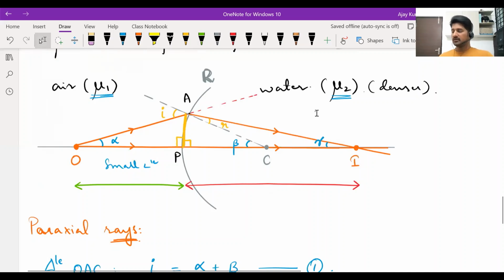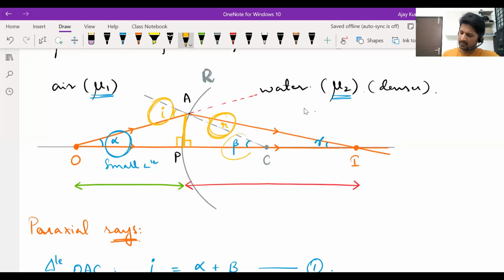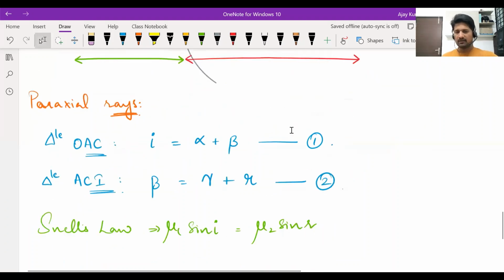I told you whatever we are going to derive will be true only for paraxial rays. Now if it's a paraxial ray, it means all the rays are very close to the principal axis. You have to imagine OA being very close to OP. If OA is very close to OP, alpha becomes a small angle. And if alpha is a small angle, automatically I will also be a small angle. R will also be a small angle. Beta, gamma, all of them will be small angles. If the point A comes very close to P. So for paraxial rays, alpha, beta, gamma, I and R will all be small angles.